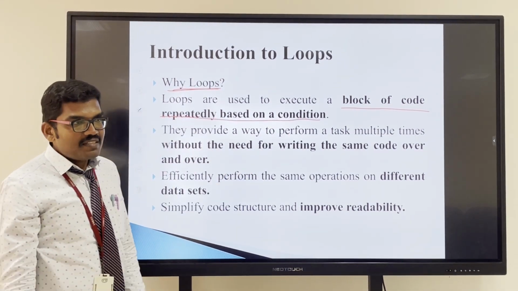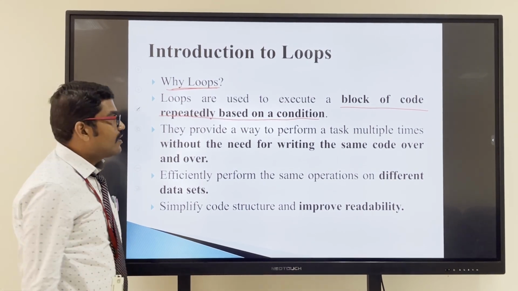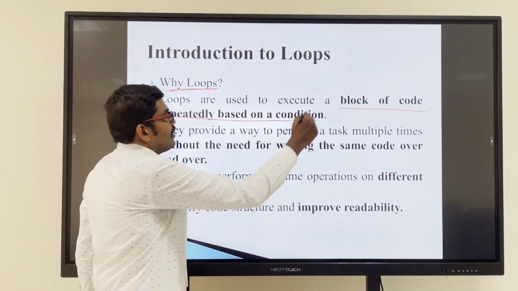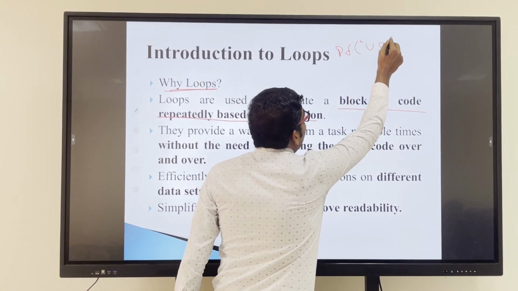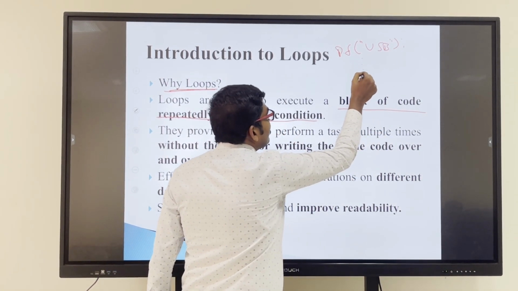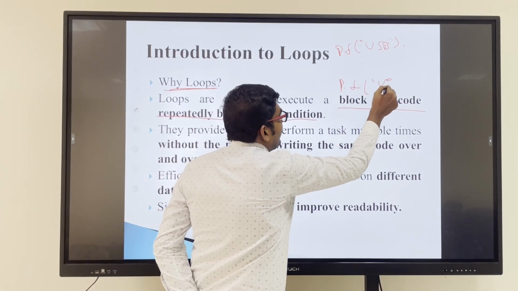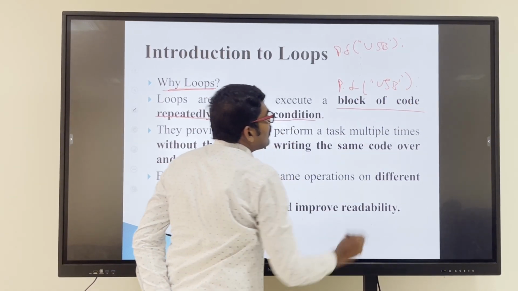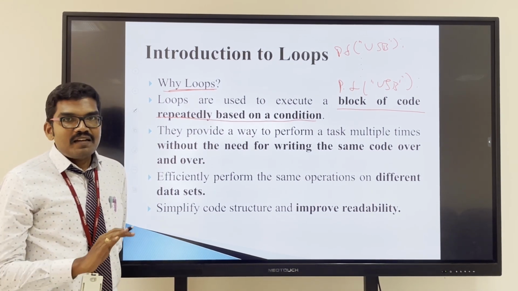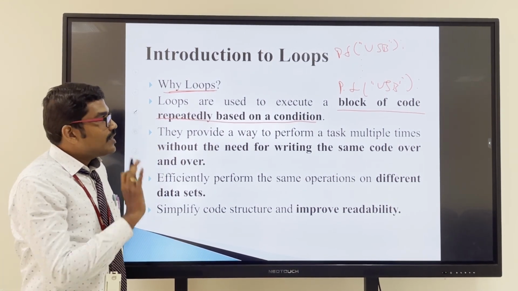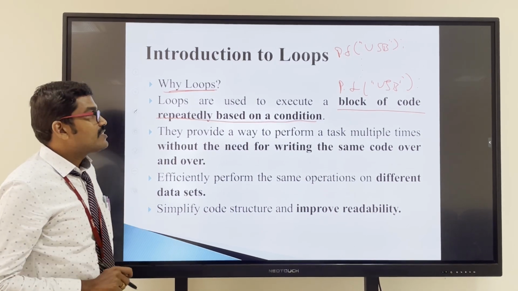For example, I want to print V.S.B. 100 times. For that, what do we have to do? First, printf of V.S.B., and like that I would have to write printf of V.S.B. 100 times. Only then is it possible to print it 100 times. It is not an efficient code. It occupies more memory as well as space. So to avoid this, we go for this kind of looping.